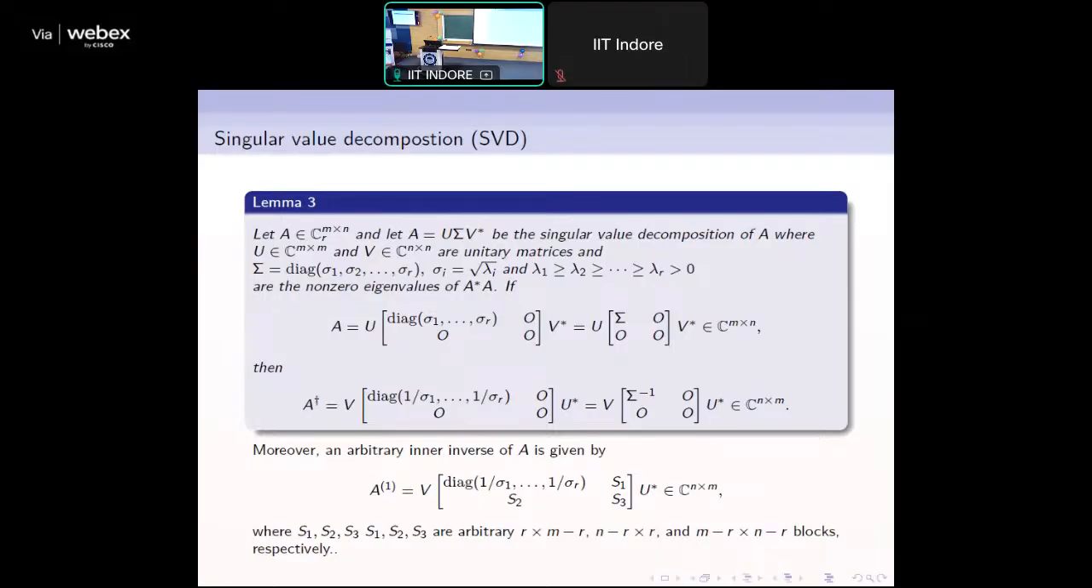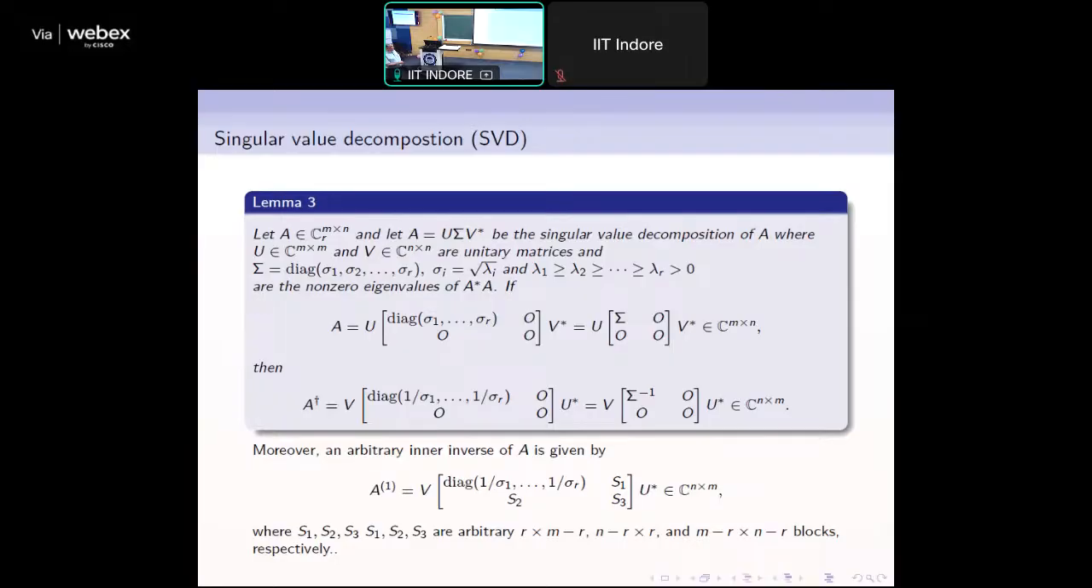Here is the first and very important usage of eigenvalues. If we consider the eigenvalues of the matrix A star A, then we will obtain the singular values of the matrix. After that, we can compute the so-called singular value decomposition of matrix A. It is a very important decomposition, appropriate for computing the Moore-Penrose inverse according to the singular value decomposition, as we did shortly.